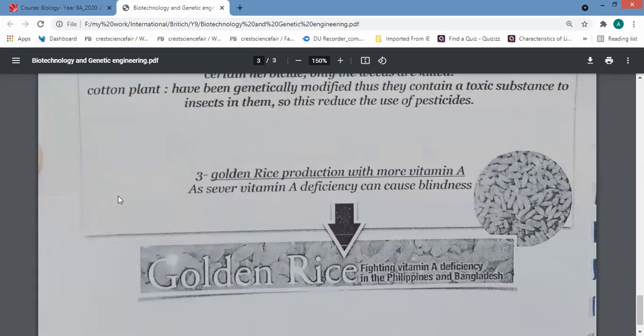Another example is golden rice production with more vitamin A. Vitamin A deficiency, or a decrease in the amount of vitamin A, causes blindness in humans. This is one use of genetic engineering, used by Bangladesh and the Philippines to modify golden rice to have more vitamin A, to protect humans from vitamin A deficiency and avoid blindness.